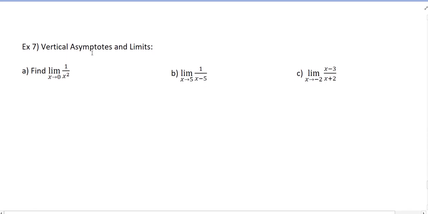So for these next examples, we're going to focus on vertical asymptotes. We've been talking a lot about horizontal asymptotes, but what happens when you have vertical asymptotes? So let's look at the limit as x goes to 0 of 1 over x squared. So when do you get vertical asymptotes? So vertical asymptotes come from when the denominator is 0, or when the function is undefined, usually when the denominator is 0 in a rational function.